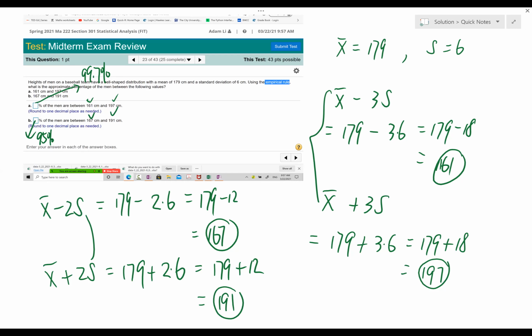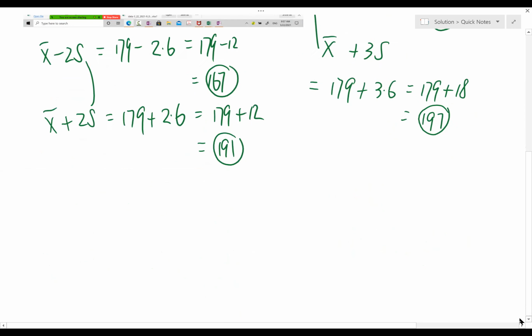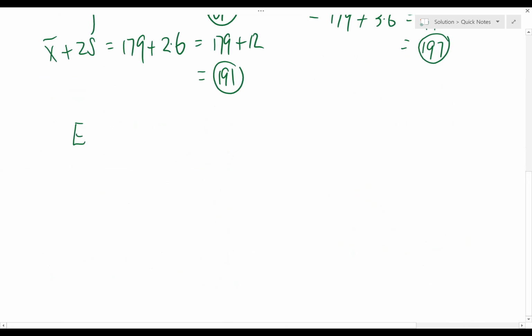Any question on this? Empirical rules. How did you get the percentages for that? I don't get where you get the 95 and the 99.7. Okay. Under the empirical rules, this should be from your PowerPoint. I think it should be on your PowerPoint.